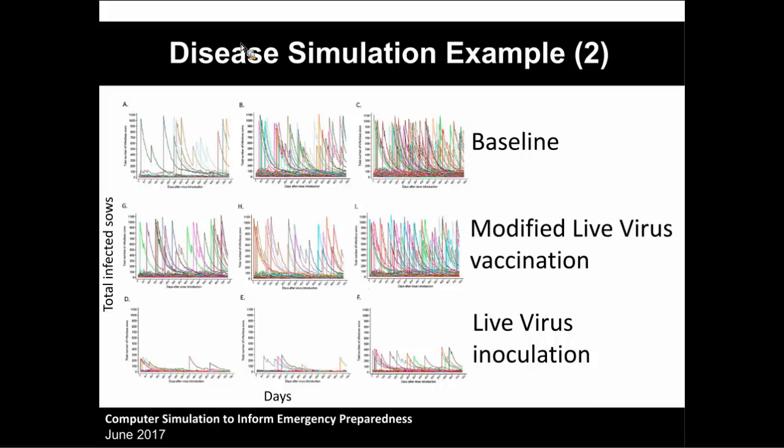The figure on the modified live virus vaccination considered vaccine efficacy. They considered what if the vaccine efficacy is about 95%. That is for G. And for H, it was 80%, and for I, it was 70%.